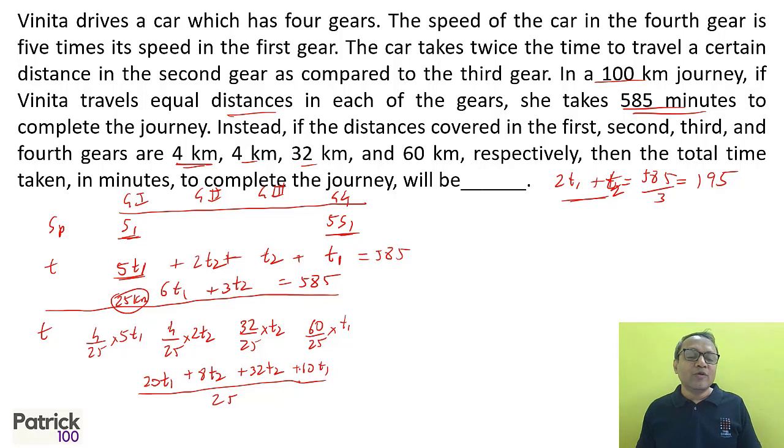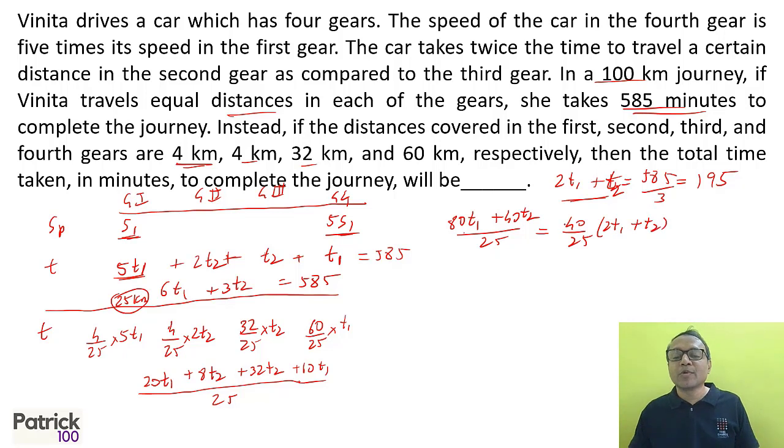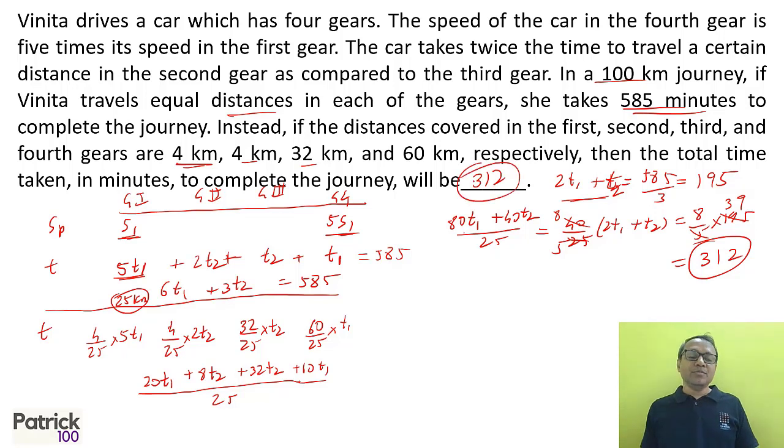Add T1, add T2. If you add T1, it becomes 80T1 and 40T2 upon 25. You can take 40 common. So 40 upon 25 into 2T1 plus T2, which is 8 upon 5. And we know 2T1 plus T2 is 195. Substitute that: 8 upon 5 into 195. 5 3s are 15, so 39 into 8. 9 8s are 72, 7, 24 plus 7, 312 minutes. So you get 312.